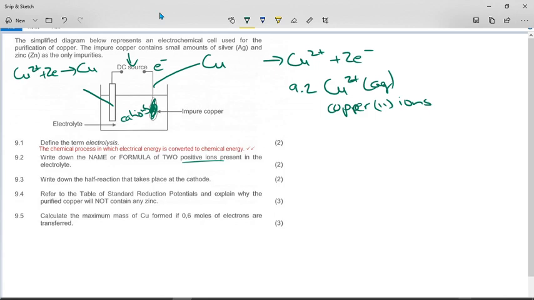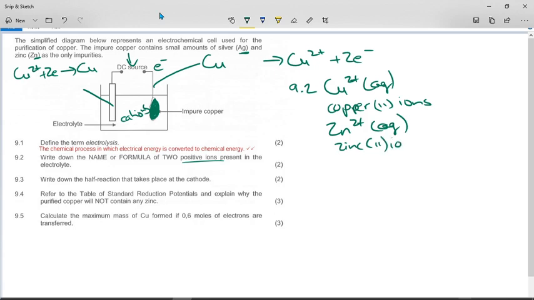Now, what are your other choices of what is present there? I quite like wanting to write hydronium ions because it's in aqueous solution, but that's not in the memo. So you're now left with your choice of silver and zinc that can possibly have come out of this impure copper over here. So which one is going to come out? Well, it is going to be the zinc, the Zn2 plus aqueous ions, or the zinc 2 ions.